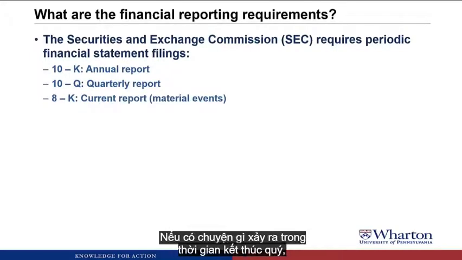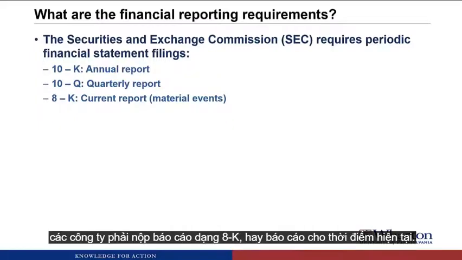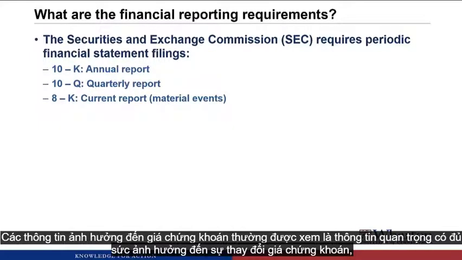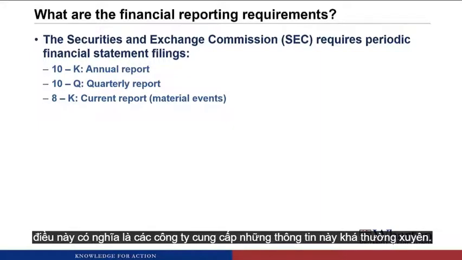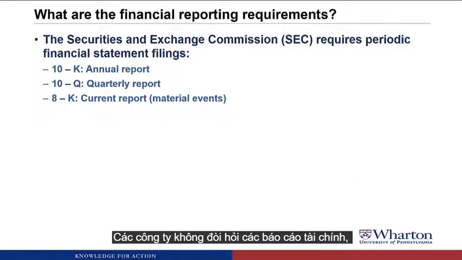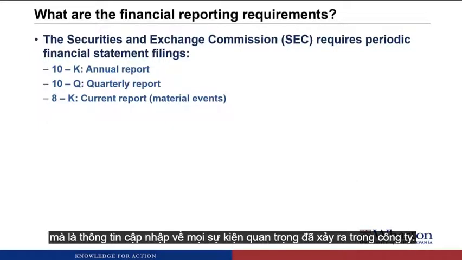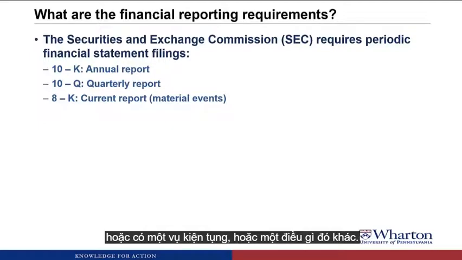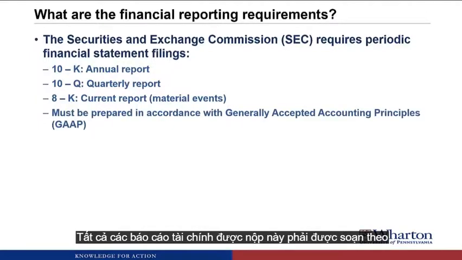If anything material happens between quarter ends, companies must file an 8-K or current report. Material information is generally viewed as anything important enough to move stock price, which means companies file these quite often. They don't require the financial statements, just an update of whatever major corporate event has happened, something like a top manager resigns, or you lose a big customer, or there's a lawsuit, or something along those lines. All of these filings have to be prepared in accordance with generally accepted accounting principles, or GAAP.